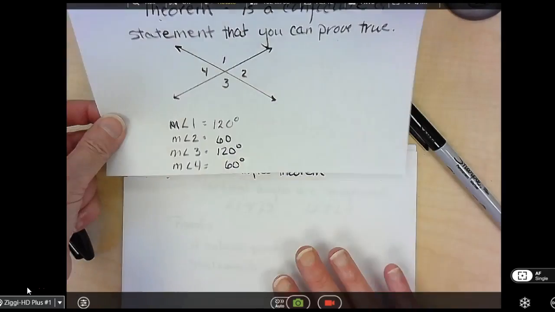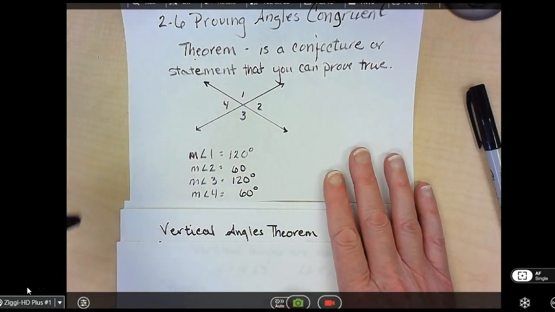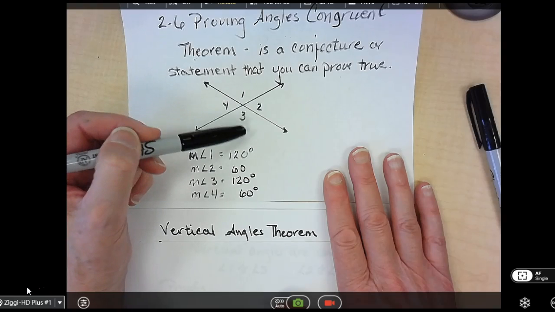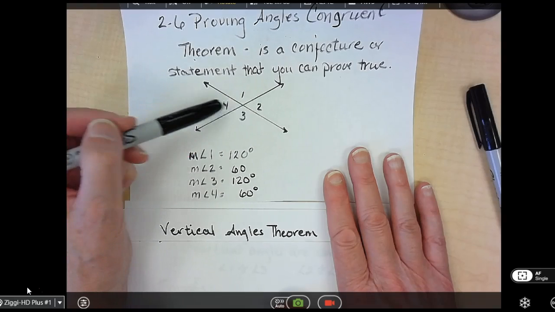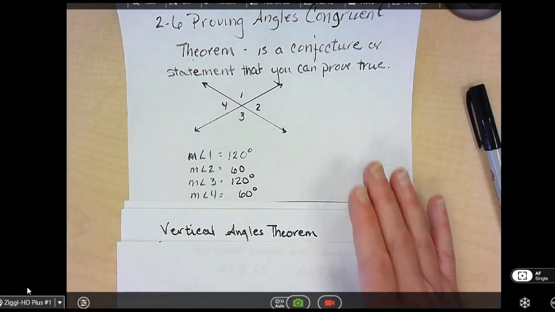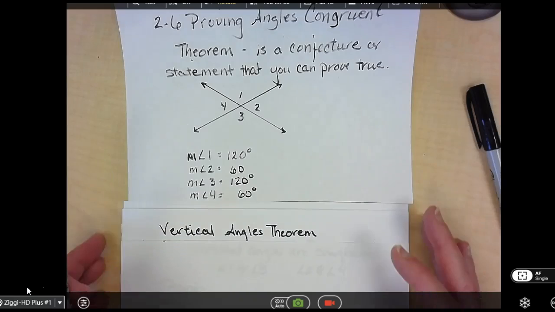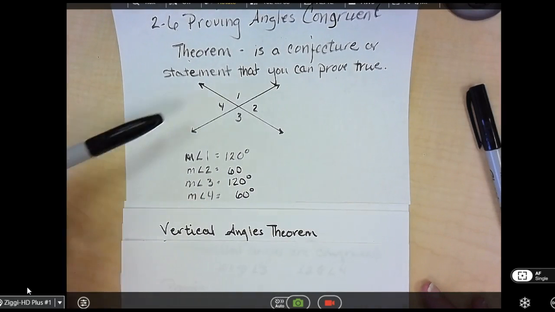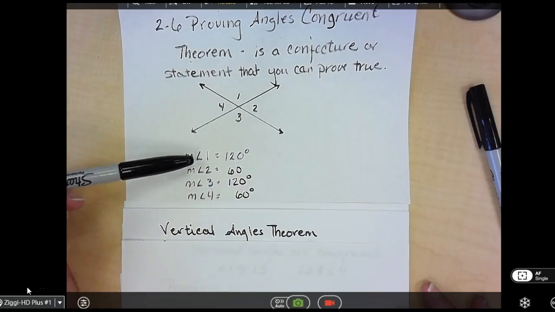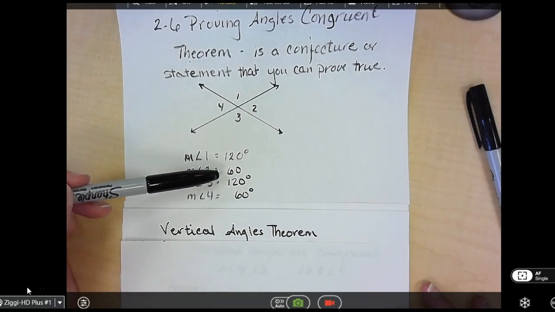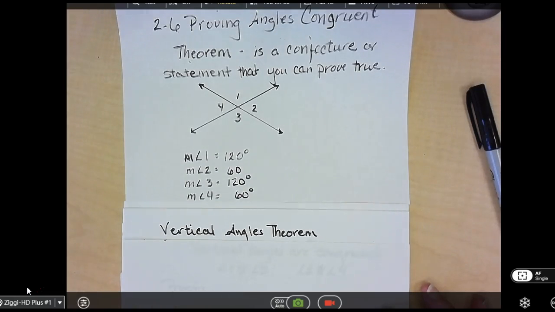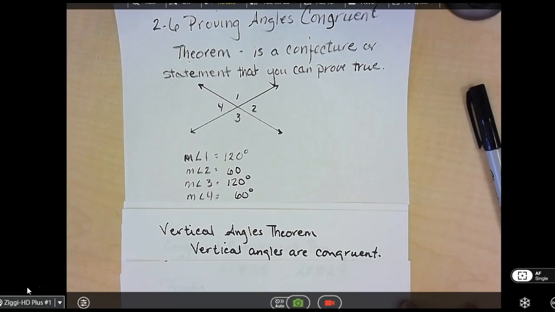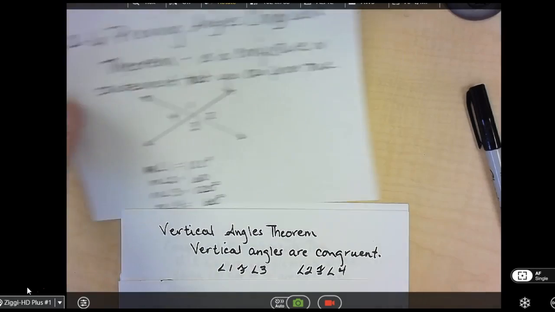And if we look at our drawing again, angles 1 and 3 are called what? And angles 2 and 4 are the same thing. They are both vertical angles. And so our vertical angle theorem says just what you did here. Angles 1 and 3 have the same measure, and angles 2 and 4 have the same measure. So it's as simple as this: the vertical angle theorem says vertical angles are congruent. And so we can say angle 1 is congruent to angle 3, angle 2 is congruent to angle 4.